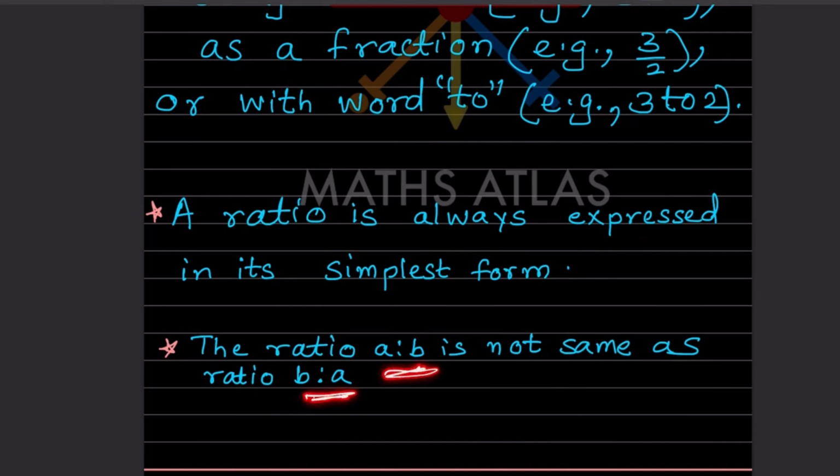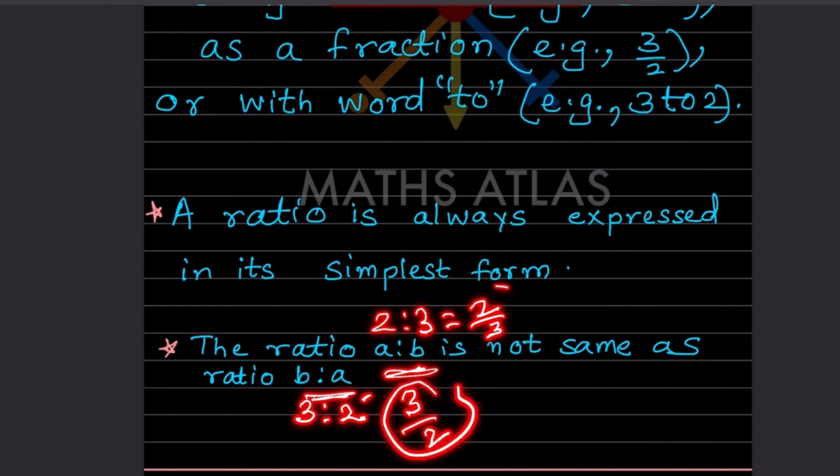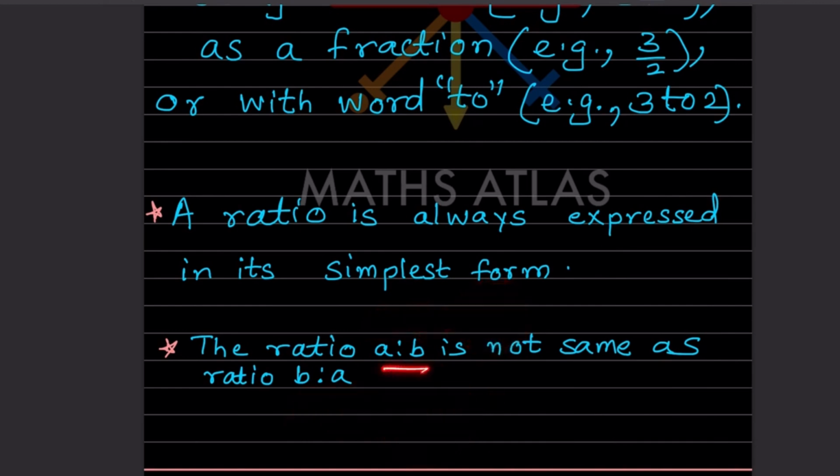Now the next point says that A to B is not the same as B to A. Suppose we are writing here 2 to 3, that is nothing but 2 by 3. And when we write 3 to 2, this is going to be 3 by 2. Is 2 by 3 and 3 by 2 the same? It's not, right? So we can say the ratio A to B is not the same as B to A.